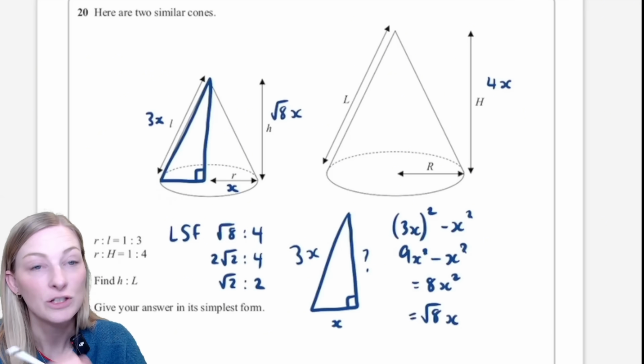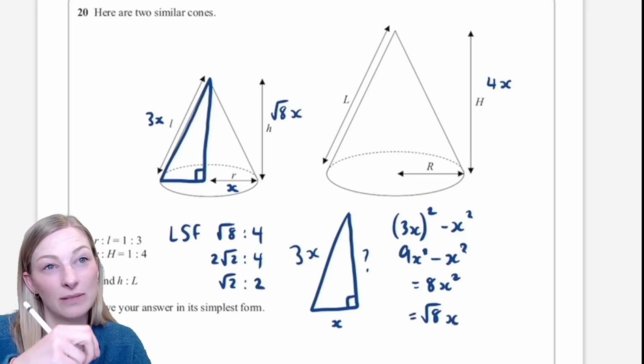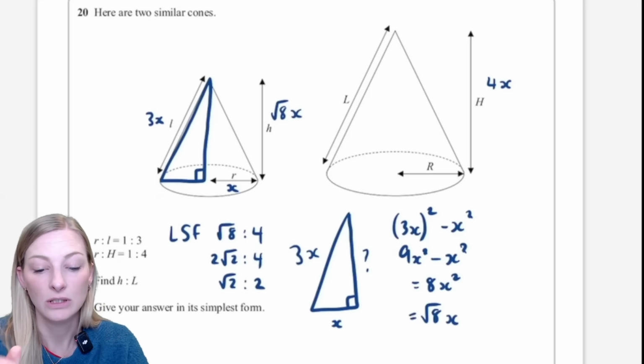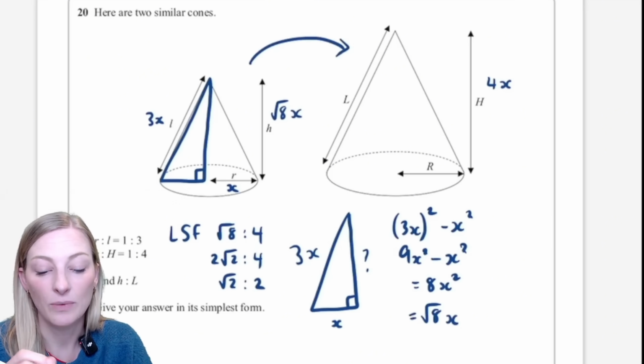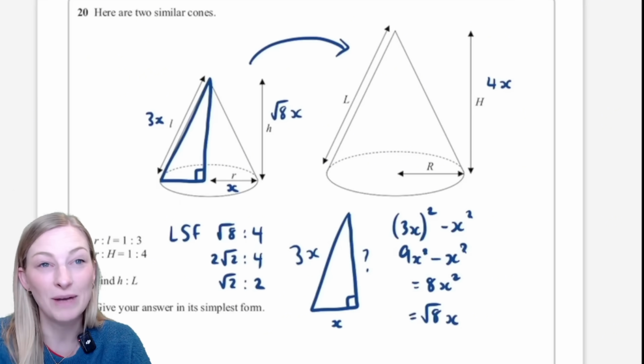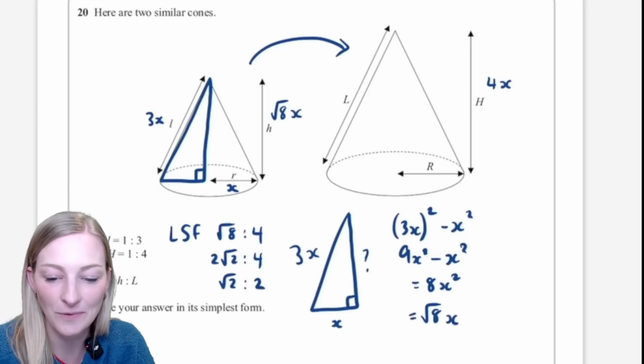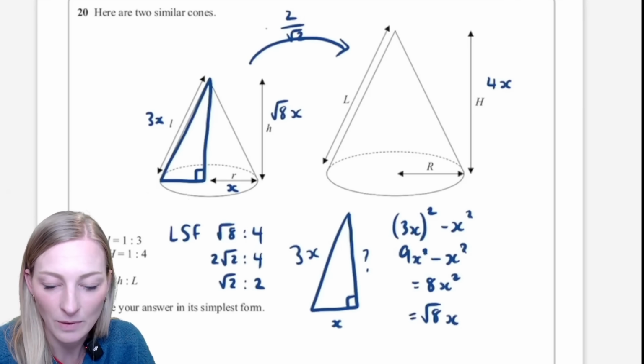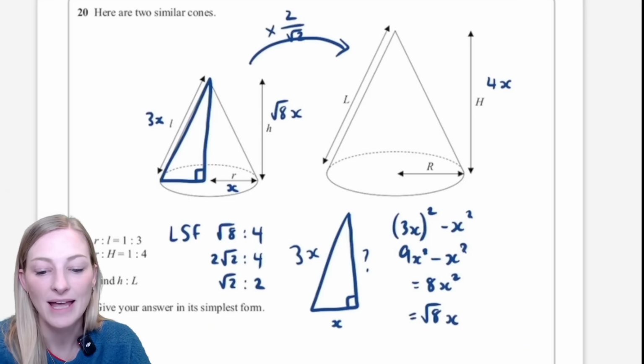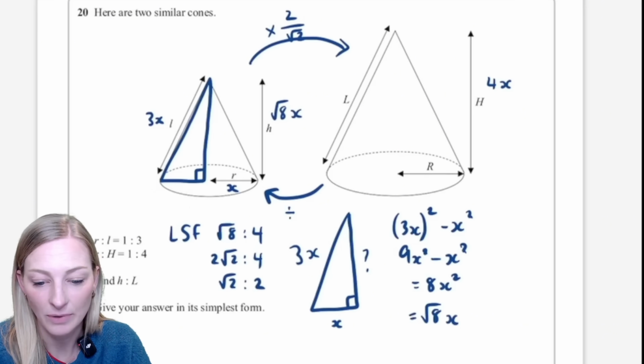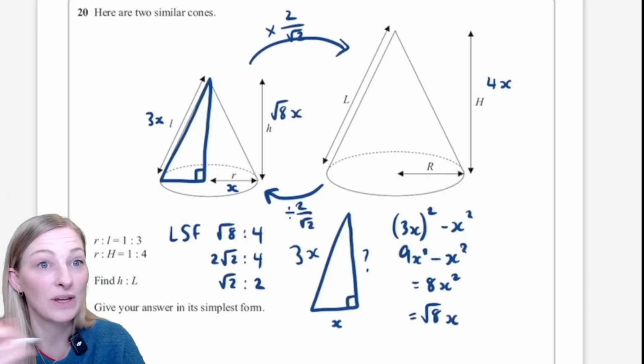Great. So if I want to times from the small cone to the big cone, I'm going to go this way, and I would need to do big divided by small. So 2 divided by root 2. We would times by 2 over root 2 to go that way, and we would divide by 2 over root 2 to go that way between the lines, okay?